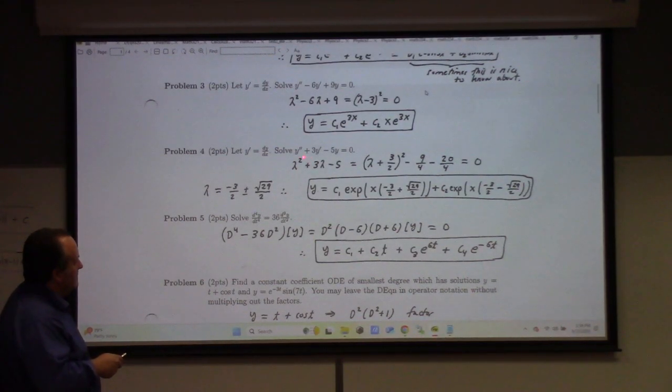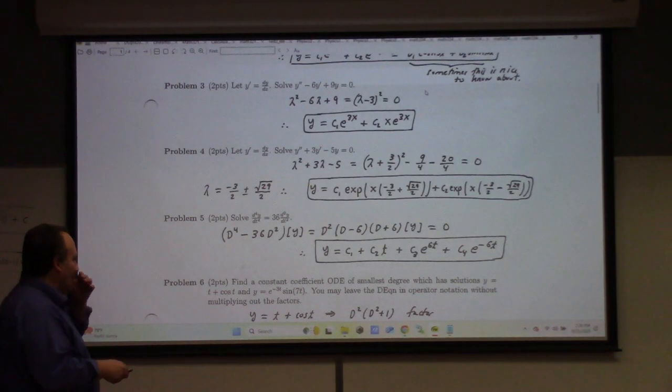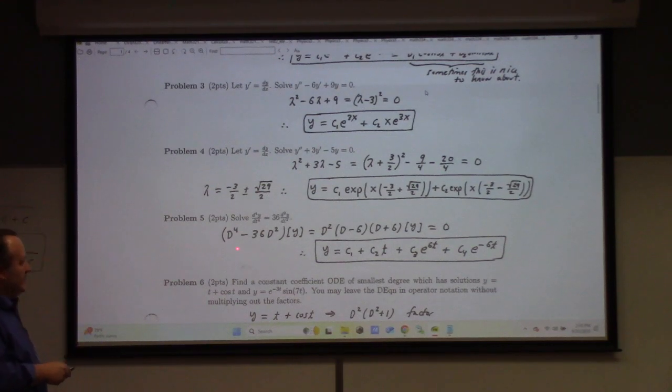But anyway, so I complete the square. I end up with minus 3 plus or minus the square root of 29 all divided by 2, which gives you these 2 characteristic values. This one here, we can factor out a d squared, and then we get d plus 6, d minus 6, d plus 6, which gives me c1 plus c2 t from the d squared, and then e to the 6t, e to the minus 6t over there like that.